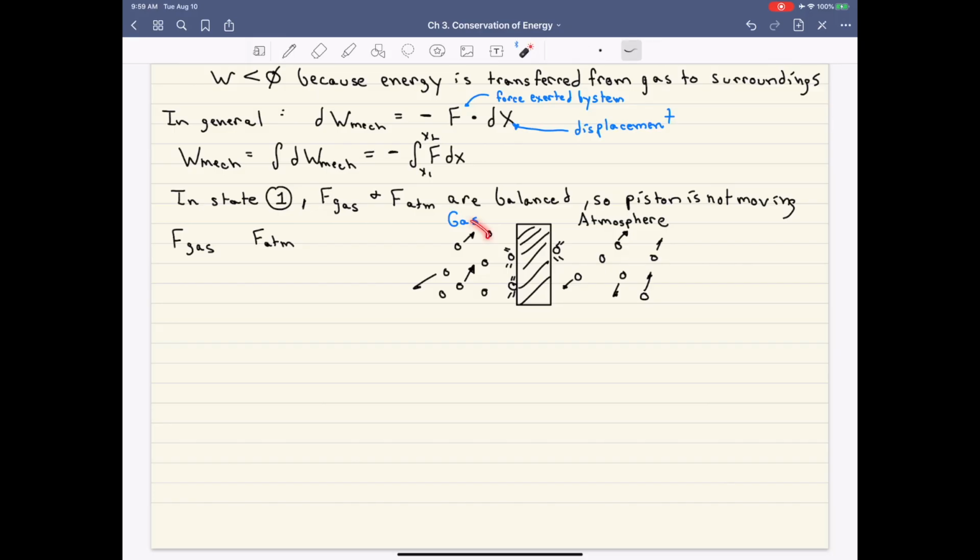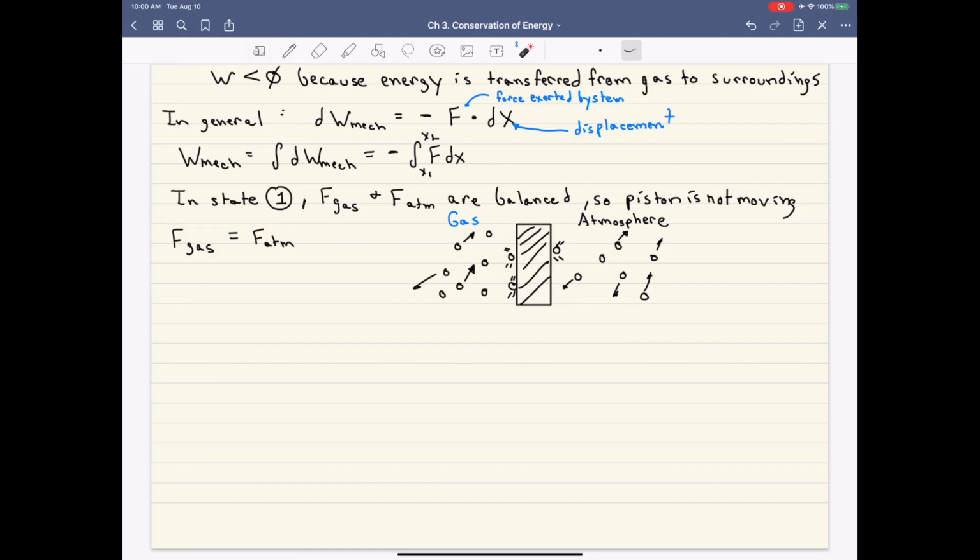And so, both of these things are happening. We have molecules on the left-hand side of the piston from the gas molecules hitting the piston, applying a force. On the right-hand side, we also have atmosphere molecules bouncing and hitting the piston and applying a force. And so in state 1, we said that the force gas and the force atmosphere are balanced, and so that's why the piston isn't moving. And so likewise, mathematically, we could just say the force exerted by the gas is going to be equal to the force exerted by the atmosphere.